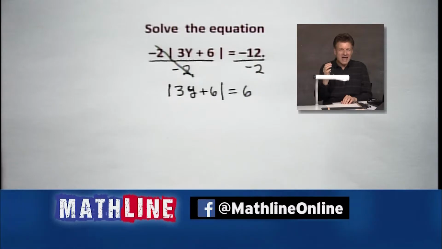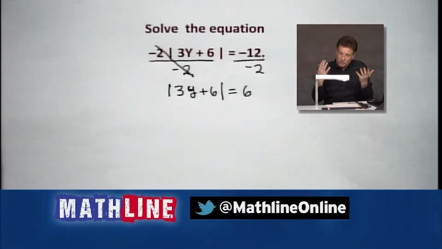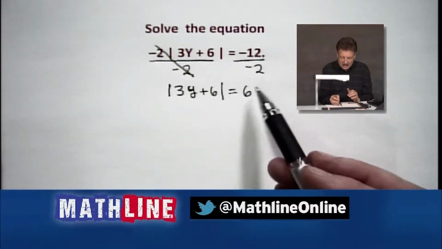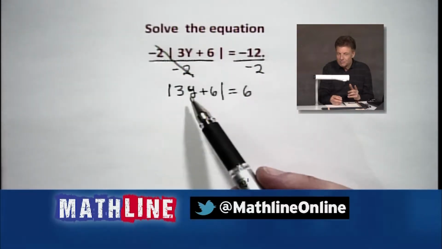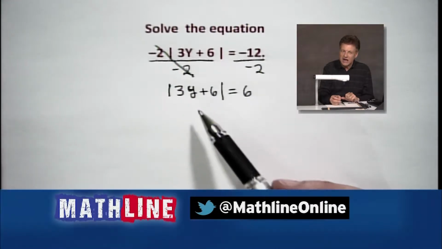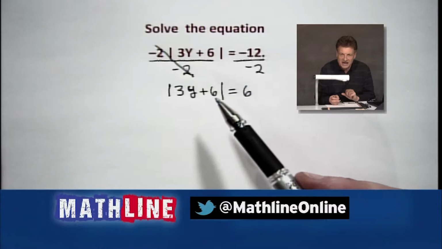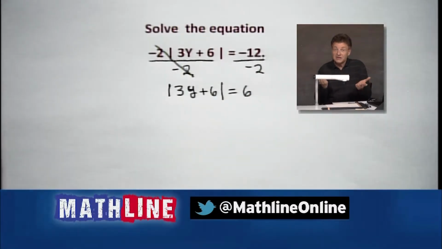Remember, the whole idea of absolute value is how far away from 0. The distance a number is from 0. So we're looking at possibly this value giving us positive 6, which is obvious. But the not so obvious one is we also have to worry, well, what if this inside the bars gives us -6? Because you know the absolute value of a -6 is also 6. So let's test it out and see what we need to do.